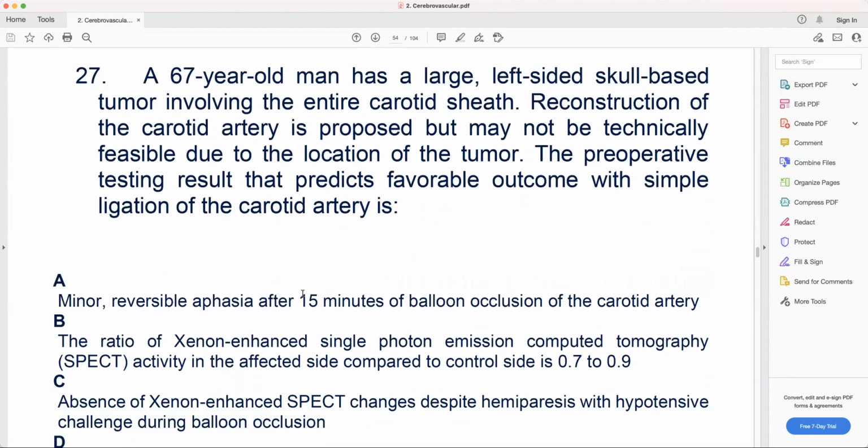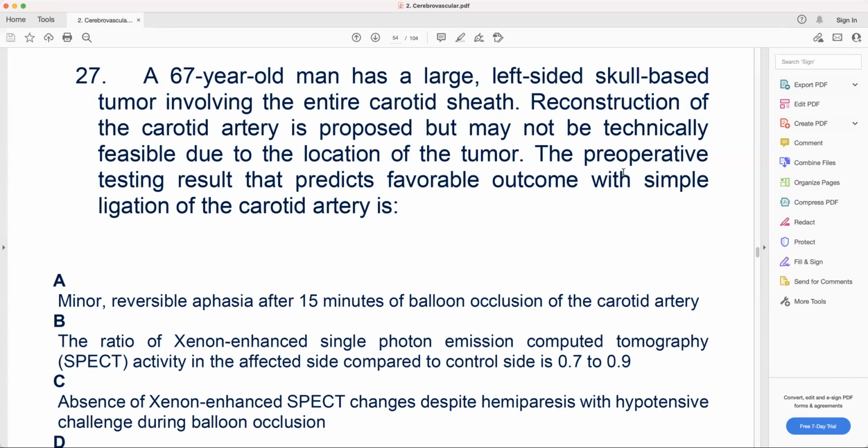67 years old man has a large left-sided skull-based tumor involving the entire carotid sheath. Reconstruction of the carotid artery is proposed, but may not be technically feasible due to the location of the tumor. The preoperative testing results that predict favorable outcome with simple ligation of the carotid artery is.